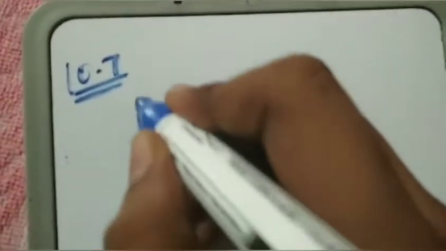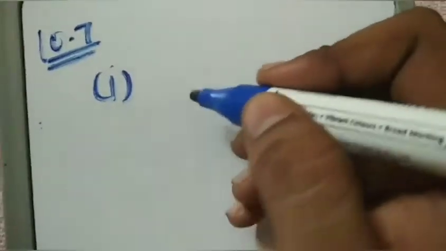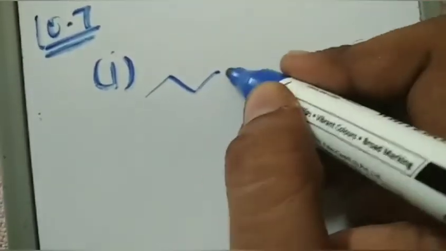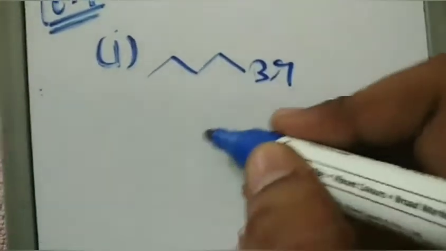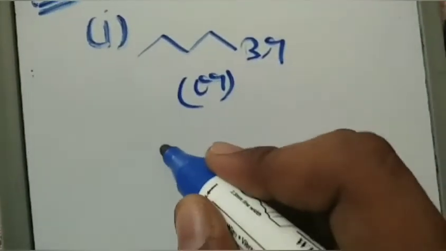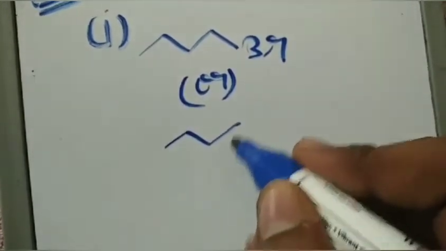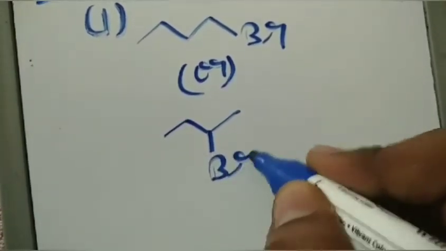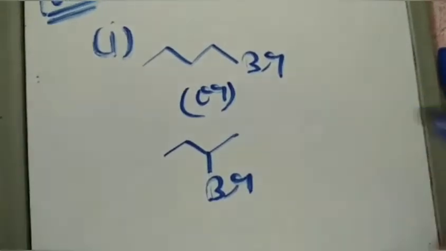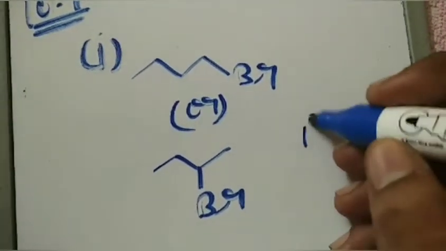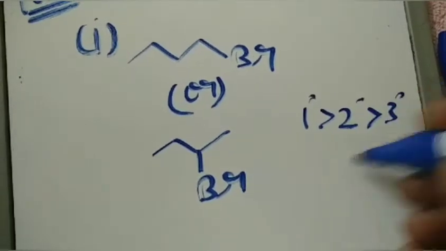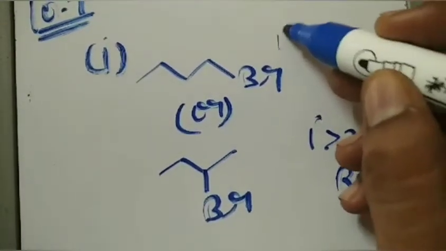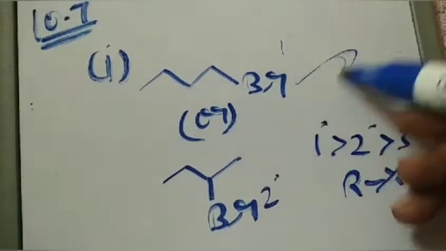So 10.7: they are given a set of two compounds. You have to identify which will undergo SN2 faster. First one is this one, or this one. Obviously if you see, SN2 means what? 1 degree is greater than 2 degree is greater than 3 degree, correct? RX. So here, this is 1 degree and this is 2 degree, so this will undergo SN2 faster. Simple.